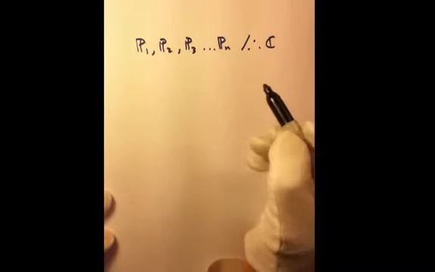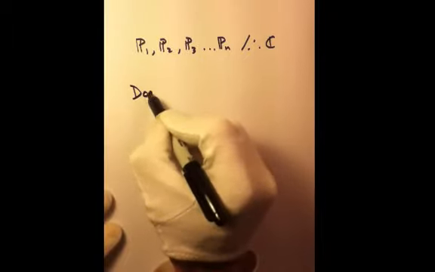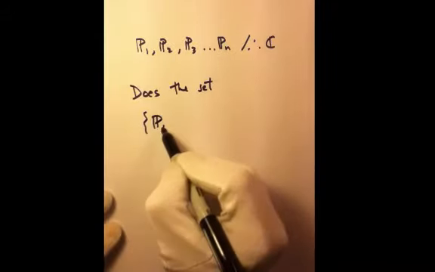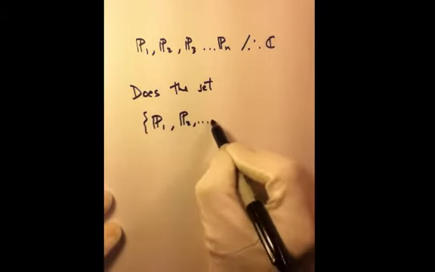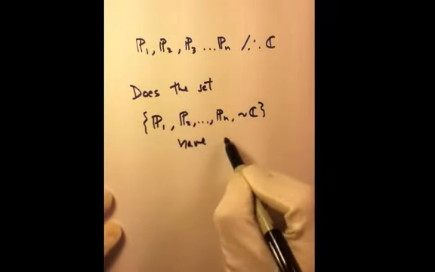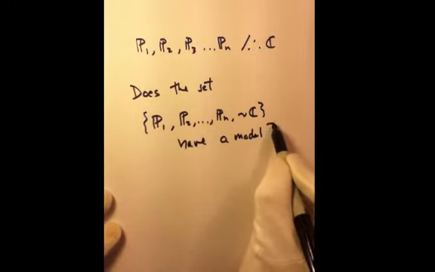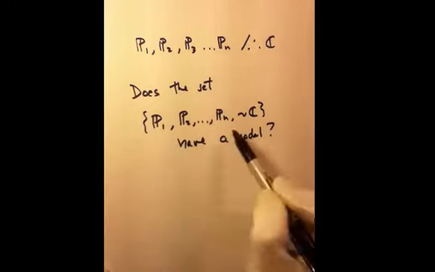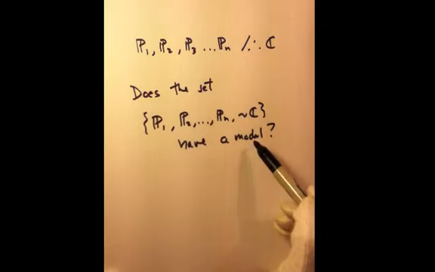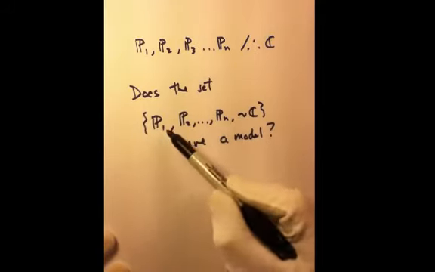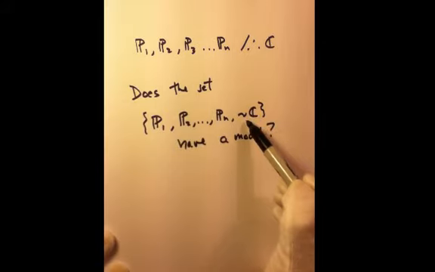Instead, what we want to know is the following. Does the set P1, P2, all the way to Pn and the negation of C have a model? Now, if this peculiar set with the premises and the negation of the conclusion has a model, that means there exists an interpretation on which each member of the set is true. That means all the premises are true and the negation of the conclusion is true. In other words, the conclusion is false.